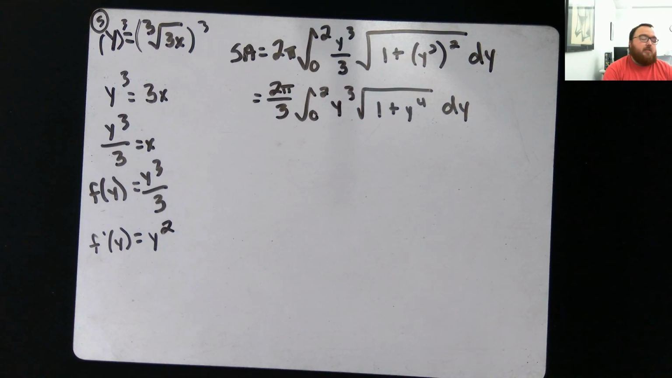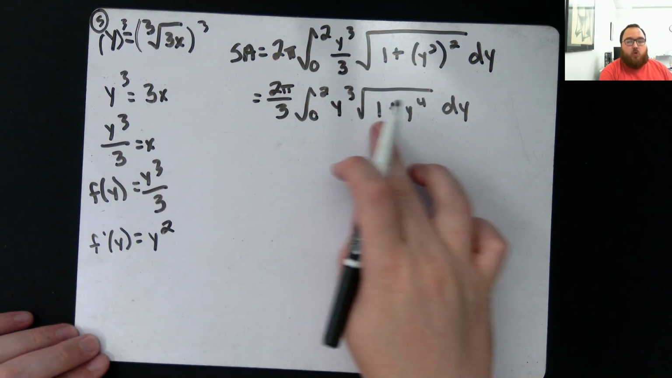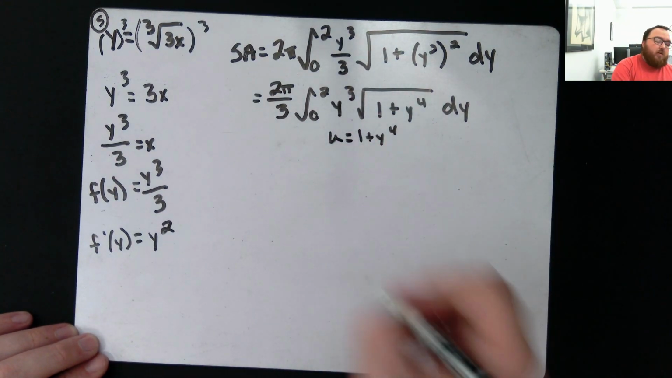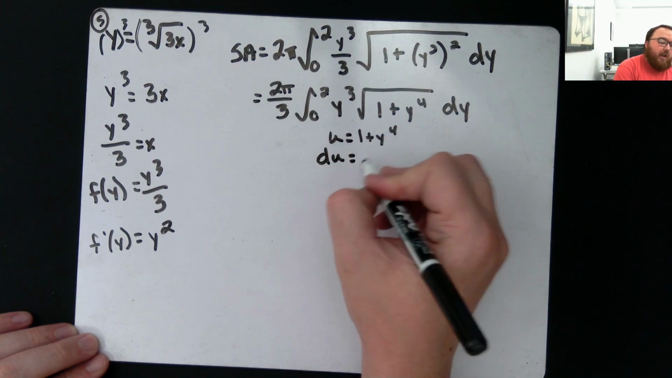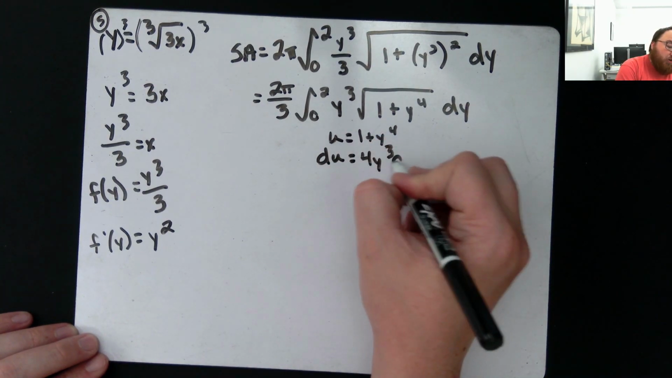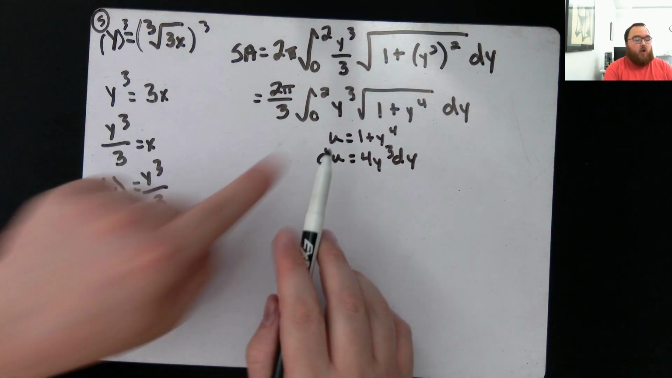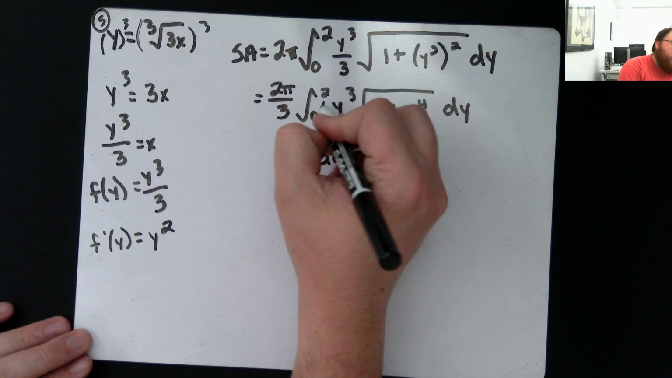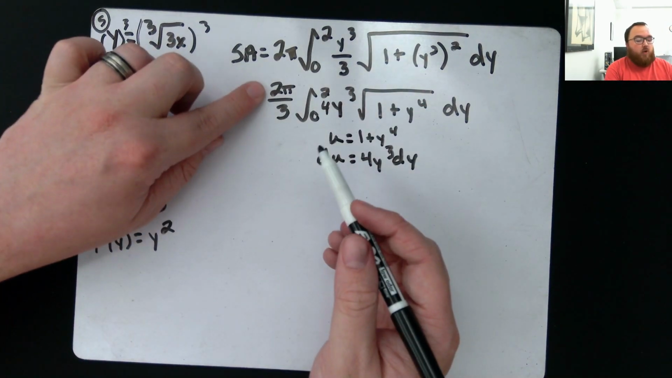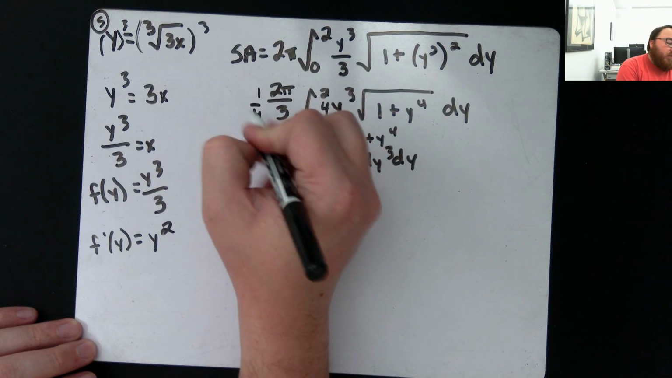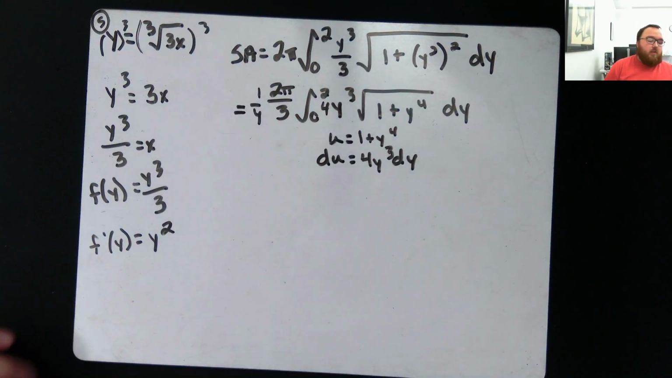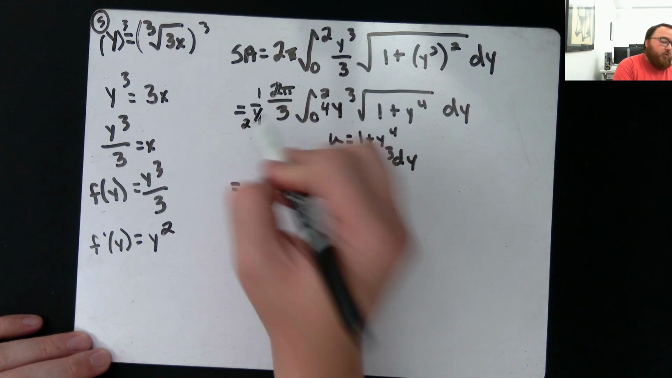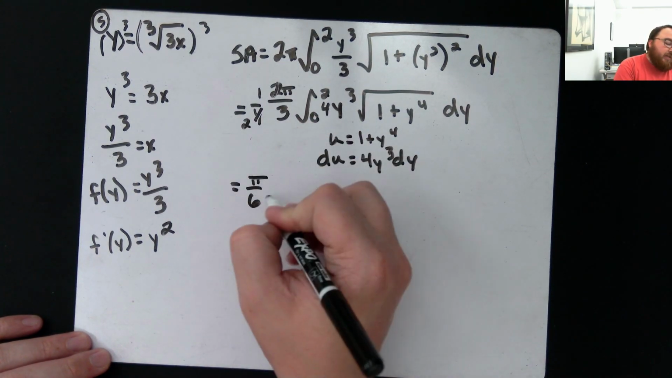But notice the whole thing is I want a u in here, right? So I can let u be equal to 1 plus y to the 4th. And the derivative of that, bring the 4 down, is 4y cubed. And what's awesome is I already have y cubed right here. So that's really nice. So all I need is the 4. In order to put a 4 in there, I need to put a 1/4 out here. And now I can move on. 2 over 4 leaves me with a 2. So out front I have pi over 6.